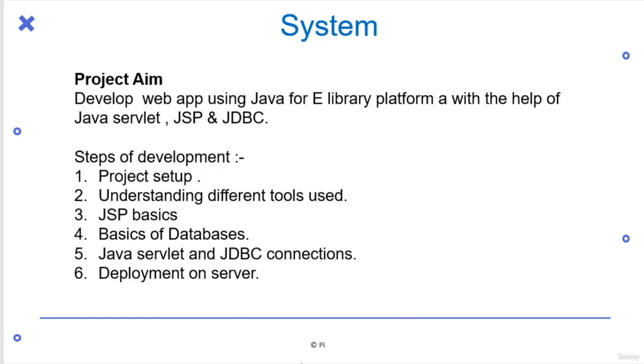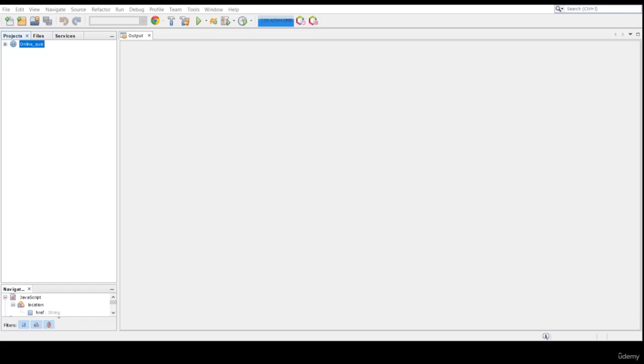The steps of our development are basically project setup, understanding the different tools we are going to use, JSP basics, basics of database, Java servlet and JDBC connection, and deployment on the server. Before proceeding further, let us understand how we can set up our project. I'm using NetBeans as my primary IDE, which is very popular and open source.